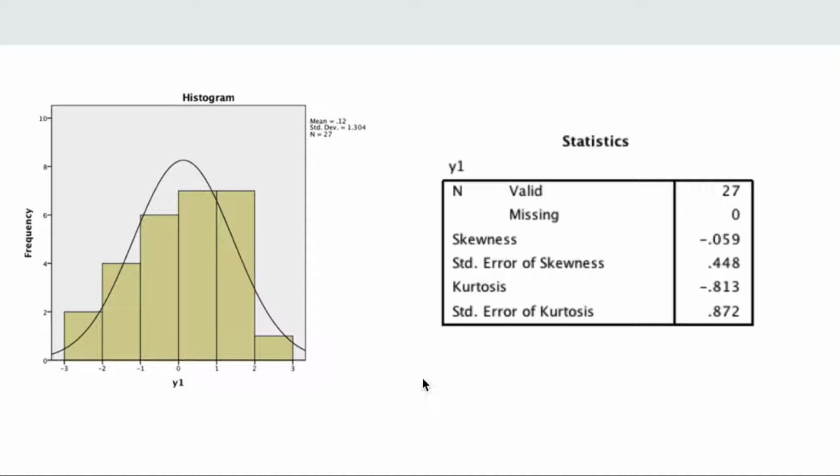Our skewness value here is negative 0.5059, and it should be between negative 1 and 1, which is normal. Negative 1 and 1 are the limits for variables that are highly skewed. This means that this has a moderate skew because it's between negative 0.5 and 0.5. Kurtosis is negative 0.813 right here, and it should be between negative 2 and 2, so it can be concluded that it's a fairly normal distribution.